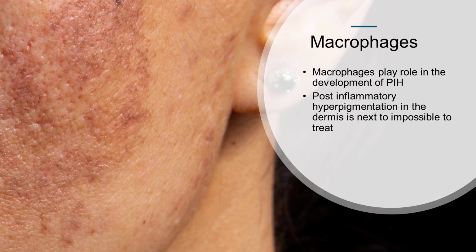The picture on your screen is a great example of what post-inflammatory hyperpigmentation looks like, and this often occurs as a result of a procedure that is done on a patient that has a disrupted barrier.